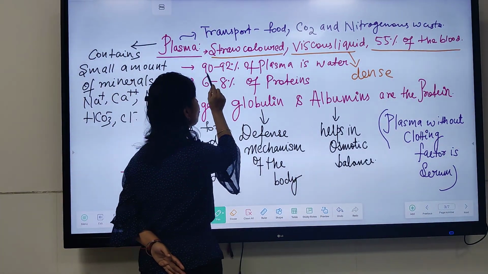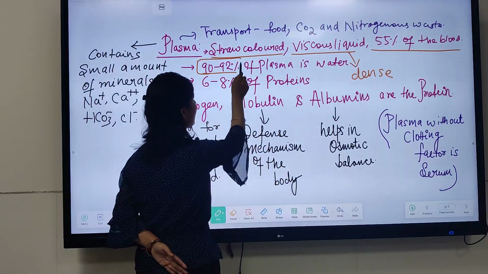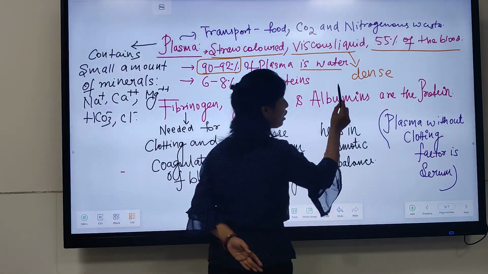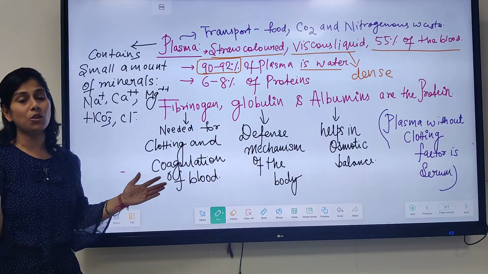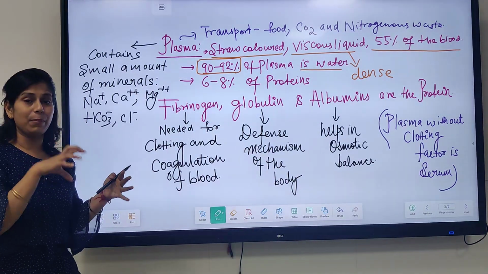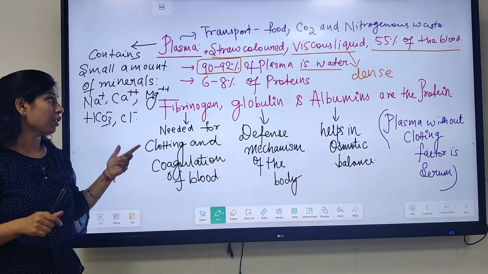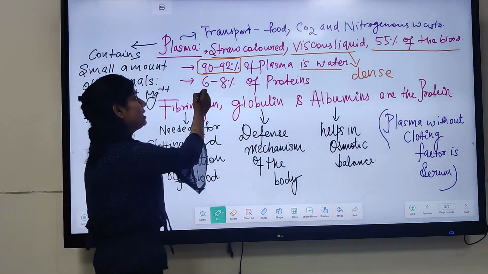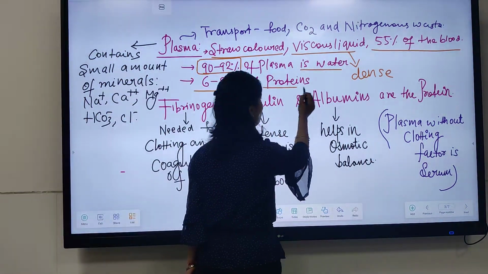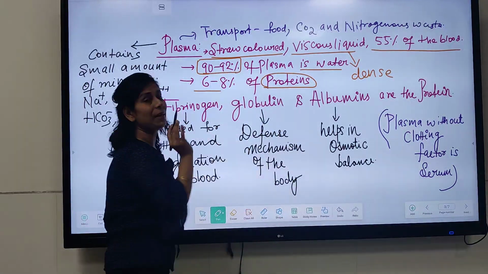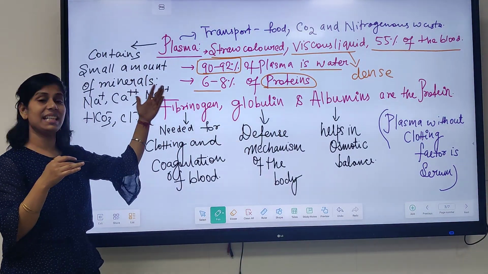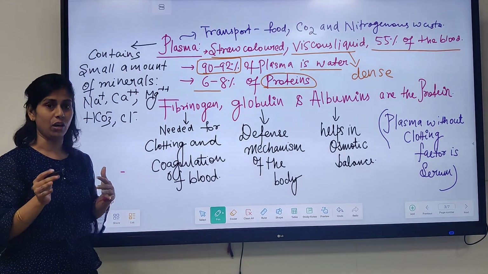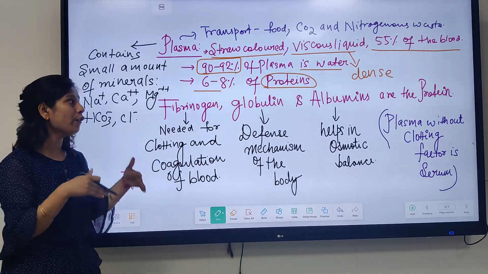90 to 92% of plasma is water. So the largest component present in the plasma is water, which is 90 to 92%. And what about the remaining part? 6 to 8% will have the proteins. So only 6 to 8% is protein, and the rest, 90 to 92%, is your water. So plasma has a major component of water.